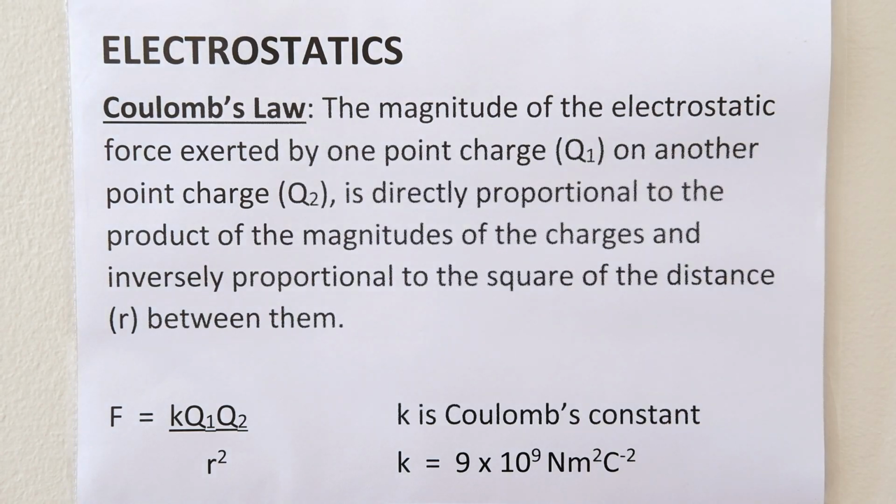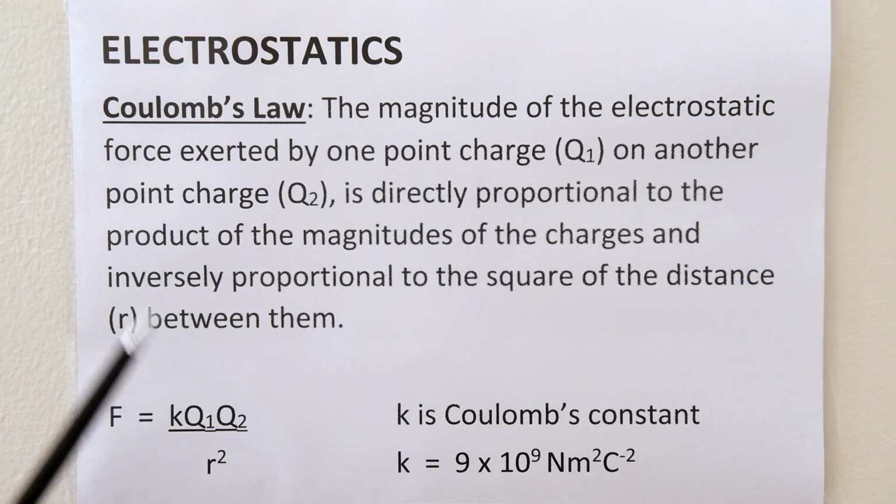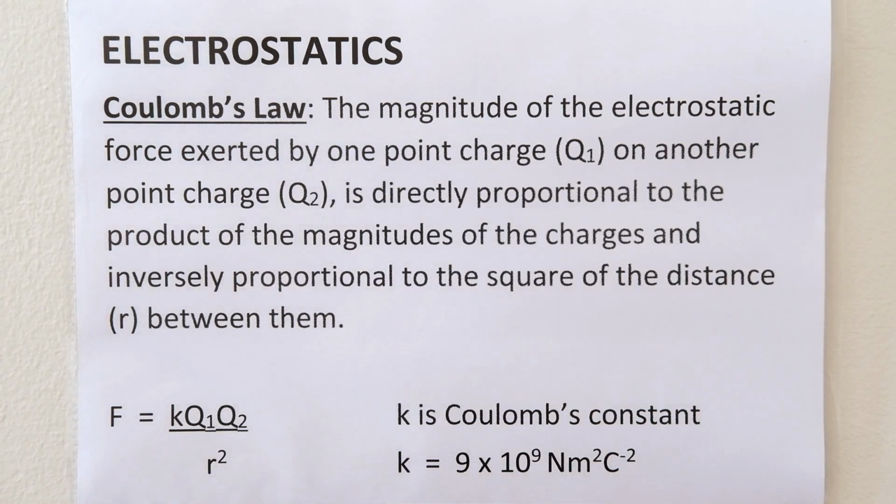Now, before we look at the equation, I want to point out a few things. This law has to do with a force. It's the magnitude of the force exerted by one point charge Q1 on another point charge Q2. The force that Q1 exerts on Q2 will have the same magnitude as the force that Q2 exerts on Q1, whether this force is attraction or repulsion. And that will be dependent on whether the charges have the same sign or opposite signs.